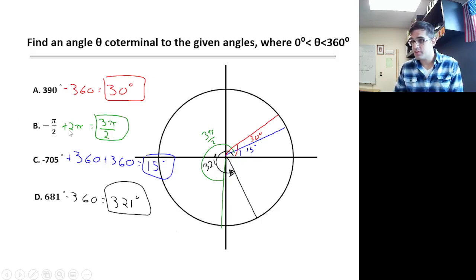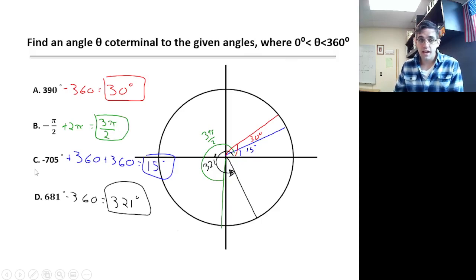The second example is in radians. If I want to do a full rotation, that would be 2 pi, because 2 pi is equal to 360. So negative pi over 2 plus 2 pi would be 3 pi over 2. Or if you think of 2 pi as 4 halves, and you take away 1 half, you're left with 3 halves. And so negative pi over 2 would be coterminal to 3 pi over 2. So our theta there would be 3 pi over 2. That's between 0 and 360, which in radians would be 0 and 2 pi.